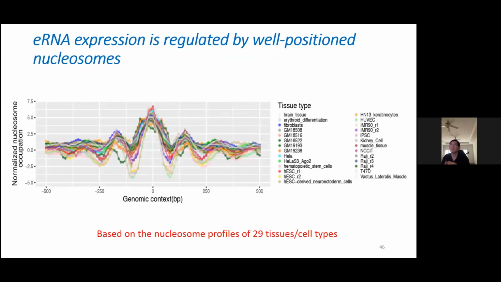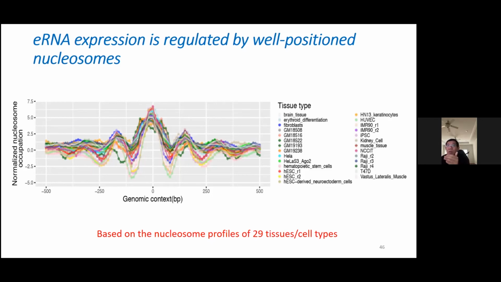And then we further collected data because we wondered what regulates this peak. One hypothesis is that this is regulated by the underlying nucleosome. So we collected the nucleosome profile generated by MNase from 29 different tissues. And when you look at the nucleosome position on those peaks, you see there's a well-positioned nucleosome corresponding to that peak.